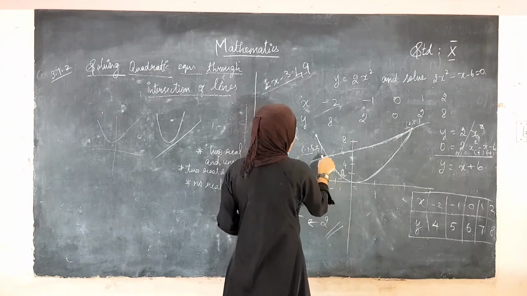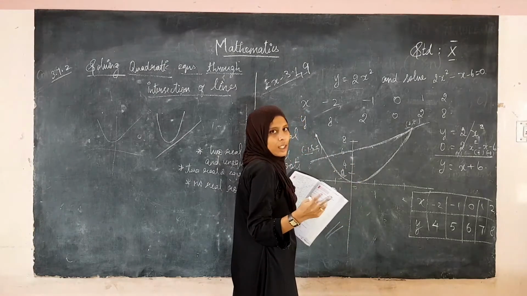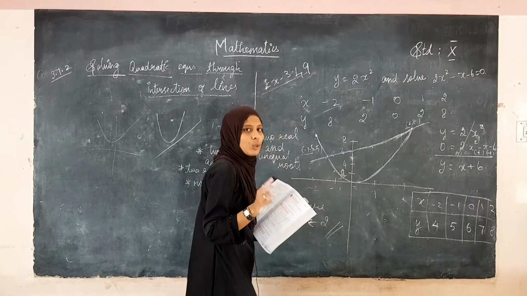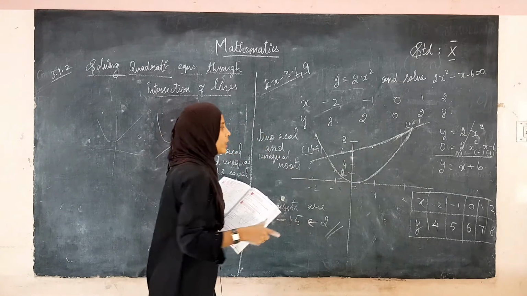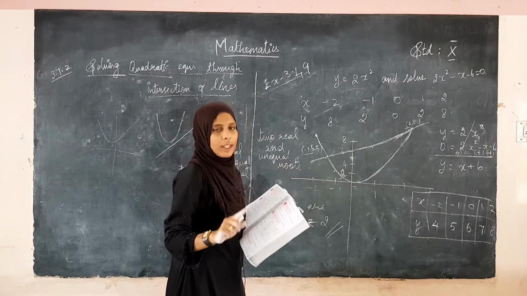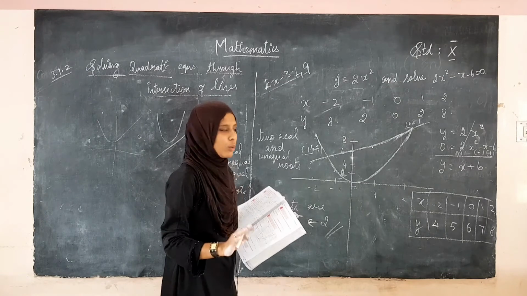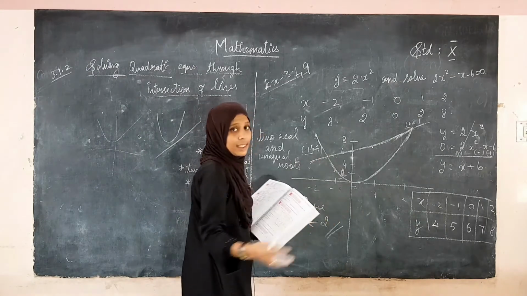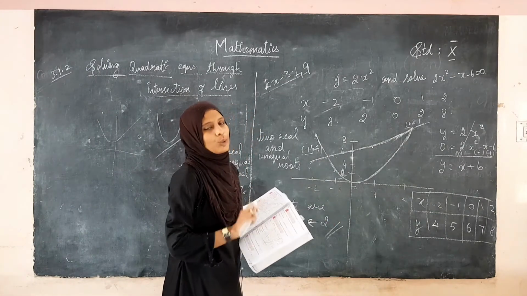If the straight line touches the graph at 2 points, then it is said to have 2 real and unequal roots. If the straight line touches the graph at only 1 point, it is said to have 2 real and equal roots. If the straight line and the graph don't touch, what happens? It has no real roots.